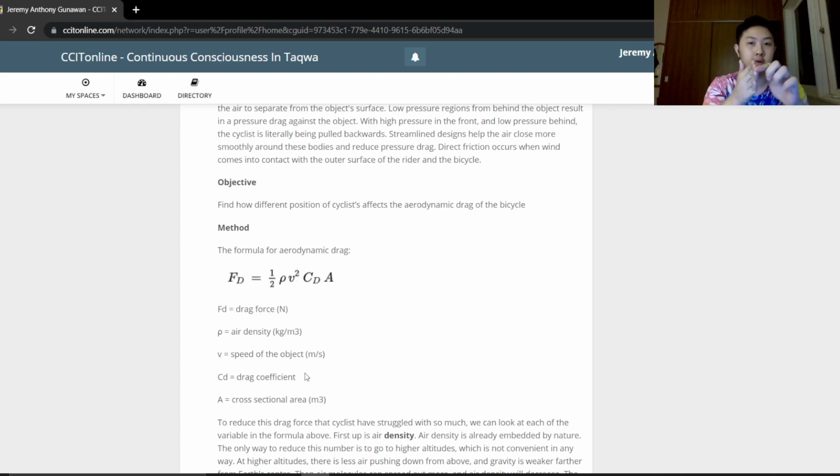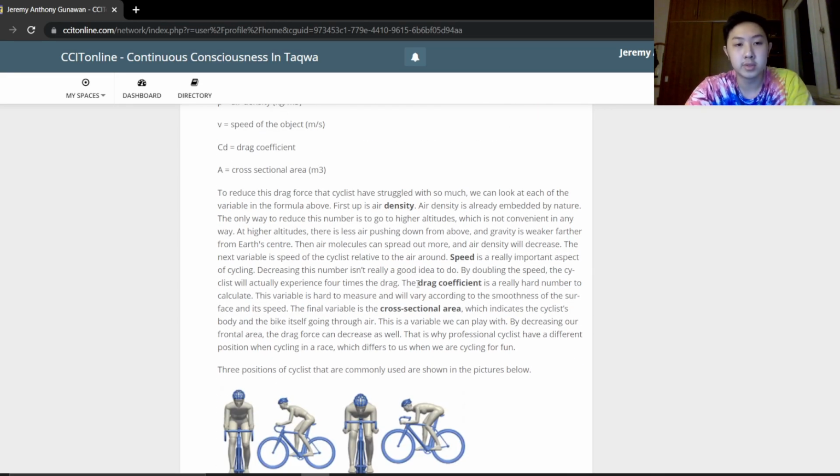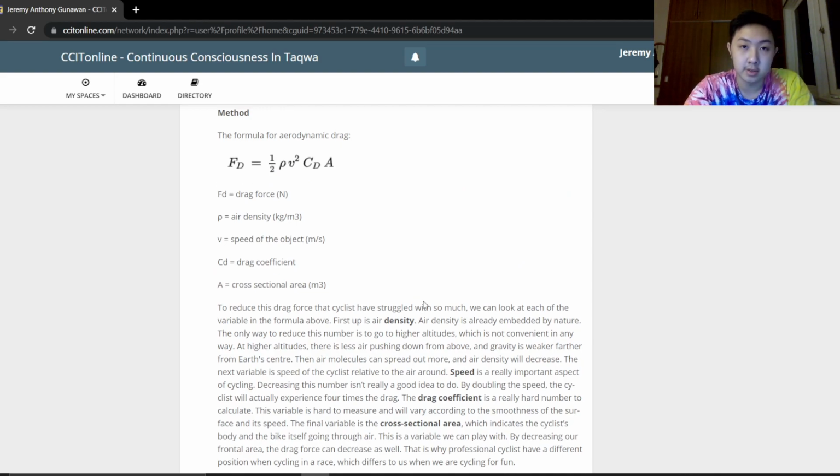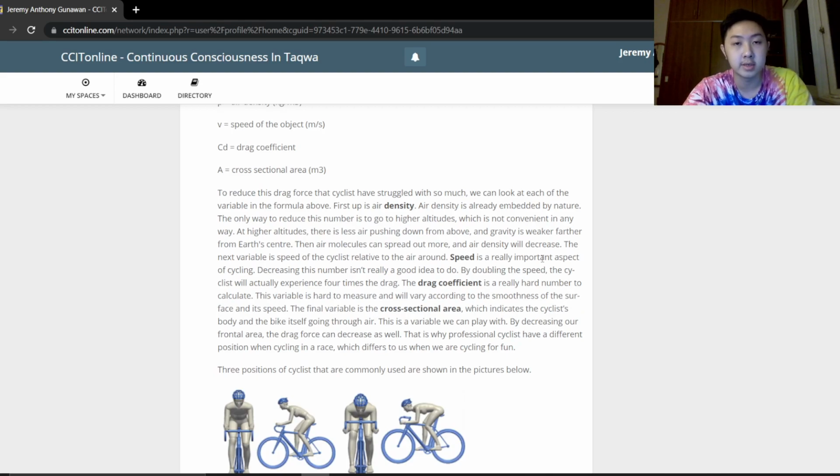So this part right here. To reduce the drag force the cyclist is experiencing, we have to play with the variables around here, and try to decrease the number as much as possible. Let's start with the first variable, density. Air density is embedded by nature. We cannot change it, and the only way to reduce it is to go up in altitude. At sea level we can go up to the mountains to feel less drag, but that's not convenient at all.